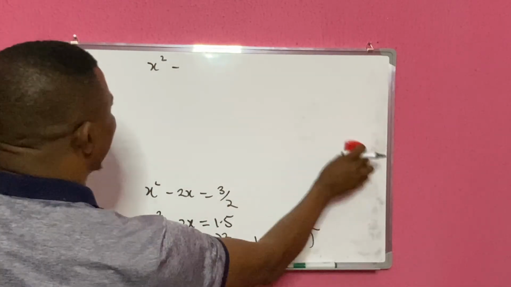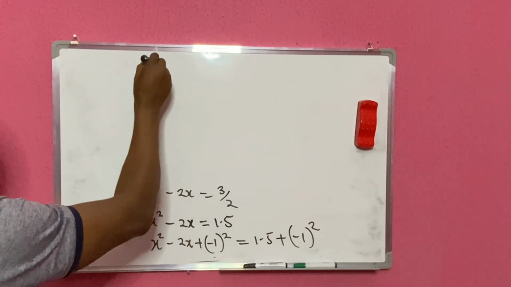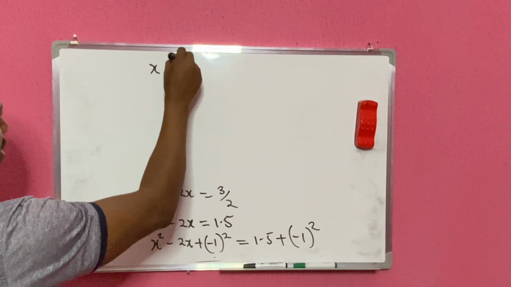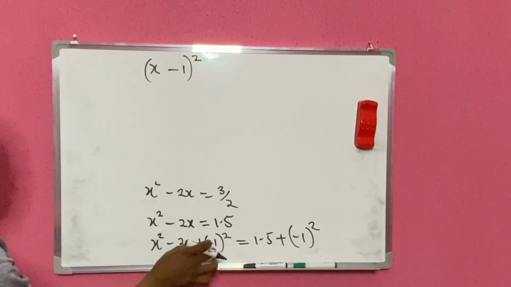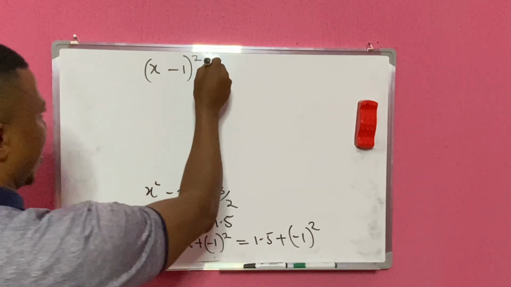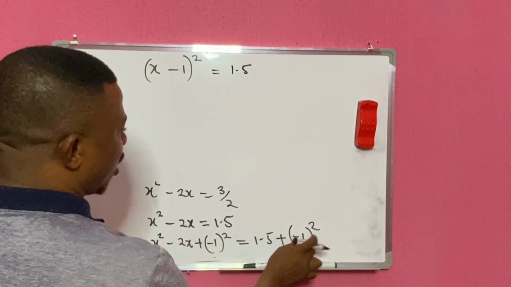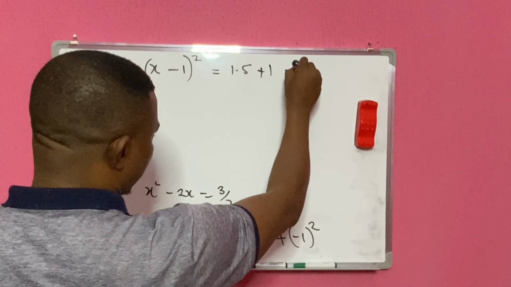what I told you before. At this point, pick the x. The last one is minus 1, all squared. But I bet you when you expand this, you must have this, equal to 1.5. Minus 1 squared is 1. That is 2.5.